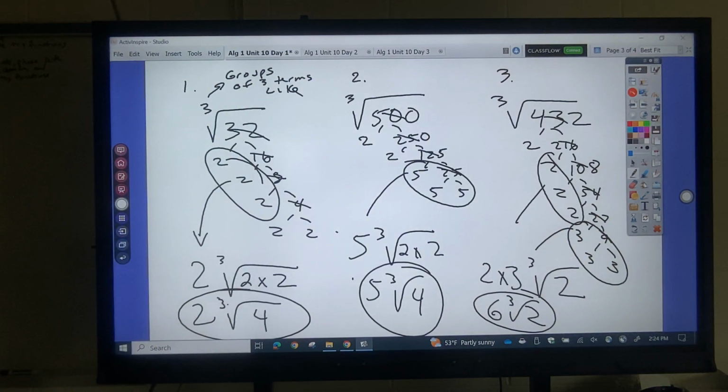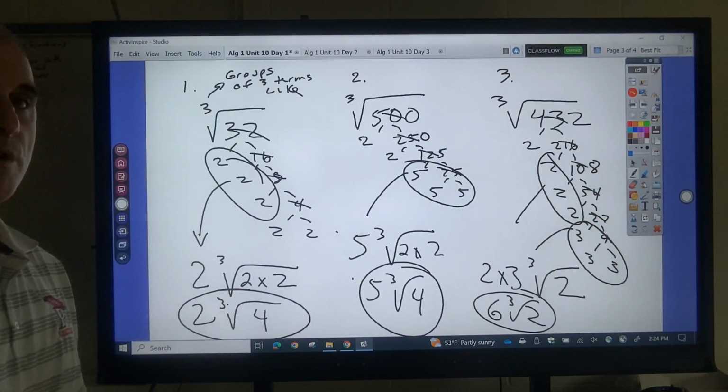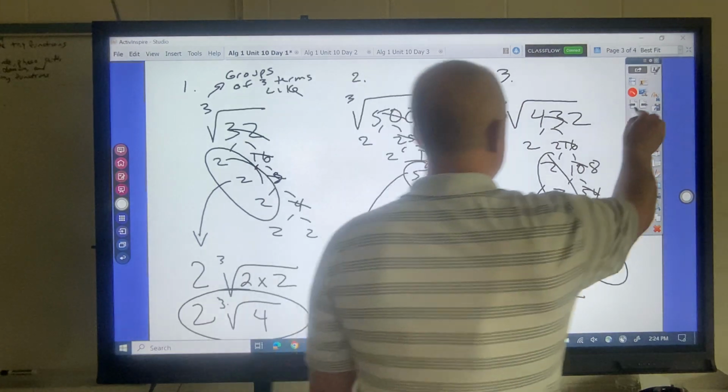So you can go ahead and pause your video. You can work on some more. Work on the basic cube root ones.